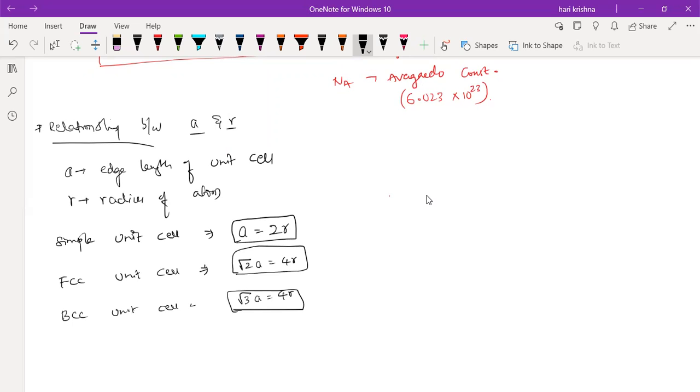Simple unit cell, we have A is equal to 2R. FCC, we have root 2A is equal to 4R. BCC, we have root 3A is equal to 4R. Now, if you have a doubt how you got these conditions, please mute your mic.